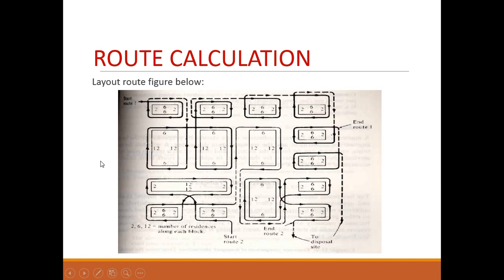Okay, so this is an example of what our route layout might look like. Let me explain a few things that are going on here. For example, we have two route layouts on this chart. We have route 1, which starts here and ends here. So let's just follow the route very quickly.